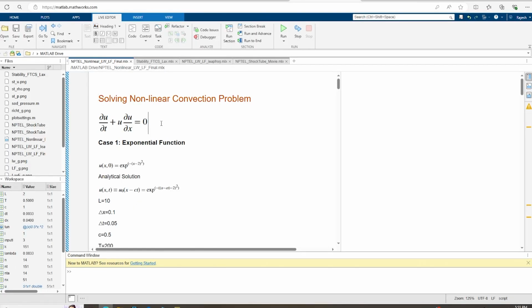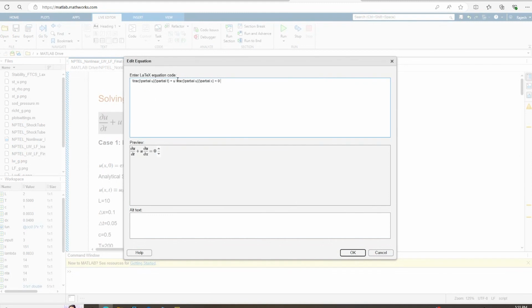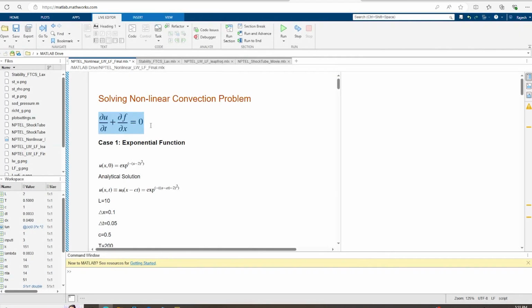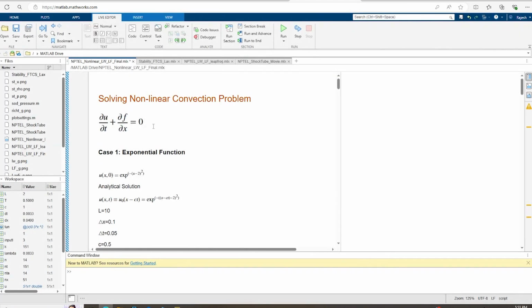Here you can see that instead of c du by dx, we have del u by del t plus u del u by del x. And if you want to solve it, the better way to do it is to change it to del u by del t plus del f by del x. Let me just do that. And then you can add f equal to u square by 2.